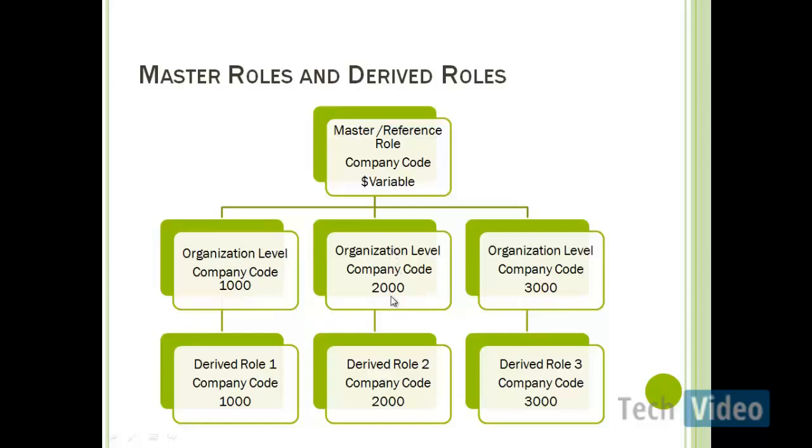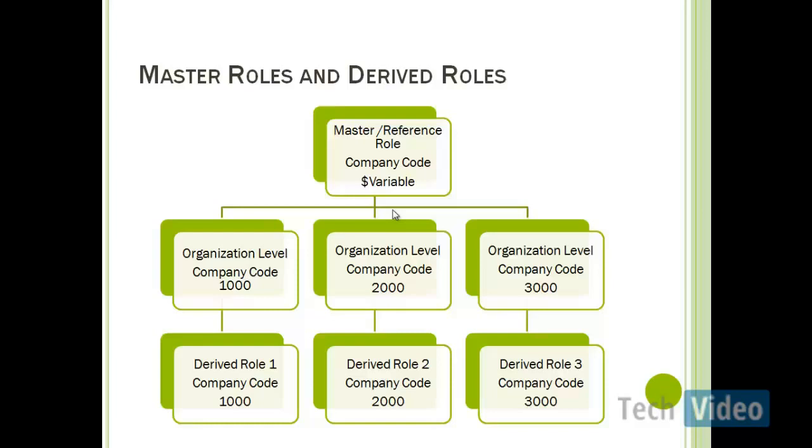For example, company code 2,000 will have a different sales org, a different purchase organization, and a different cost center as well as profit centers. Like this, you can have different organization levels for each derive role. The advantage is that once you define the master role, you can roll out the same concept with the same authorization objects to different company codes or different organization levels.